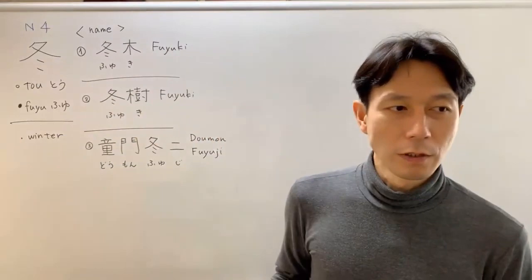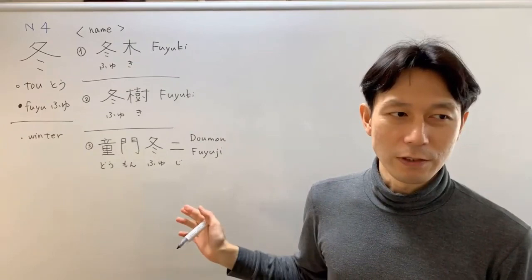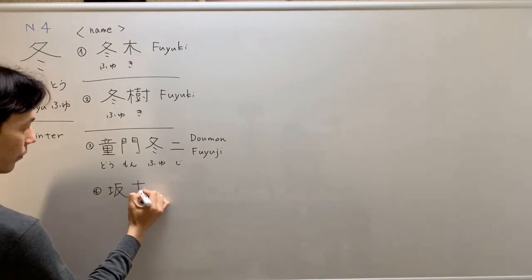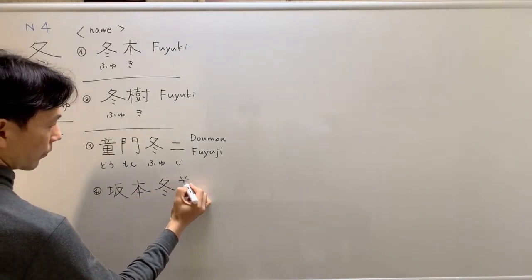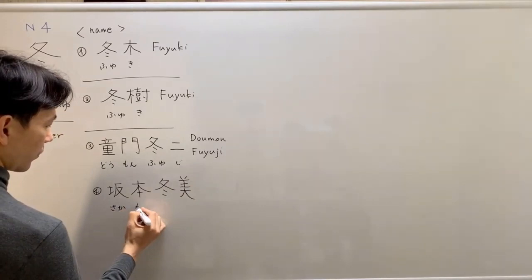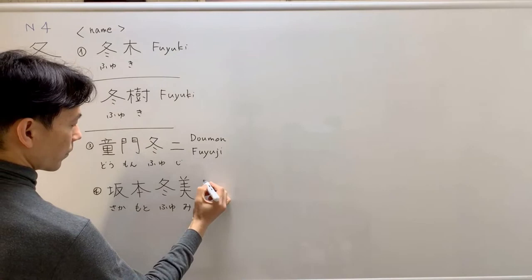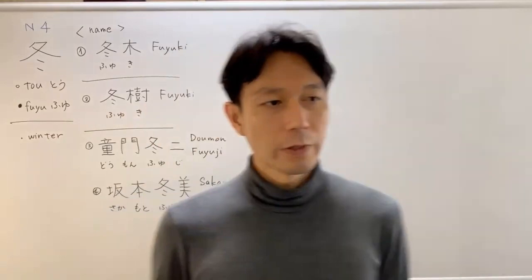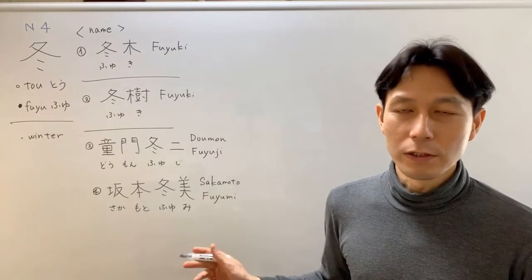Then next, I will introduce Japanese celebrities. Number one, Domon Fuyuji-san, and he is a novelist. Number two, Sakamoto Fuyumi-san, and she is a singer.